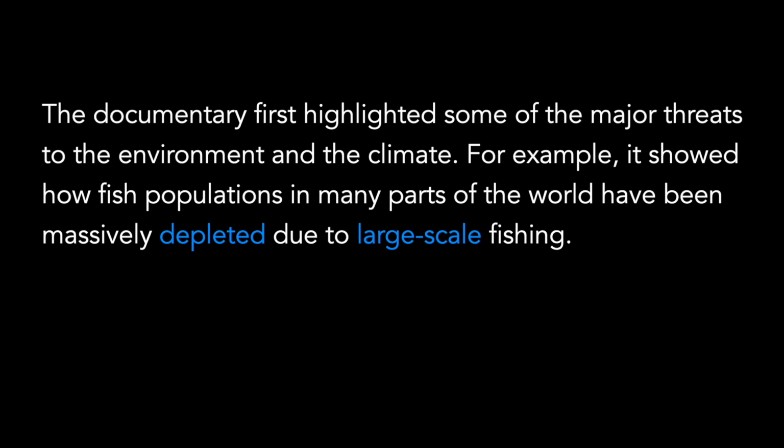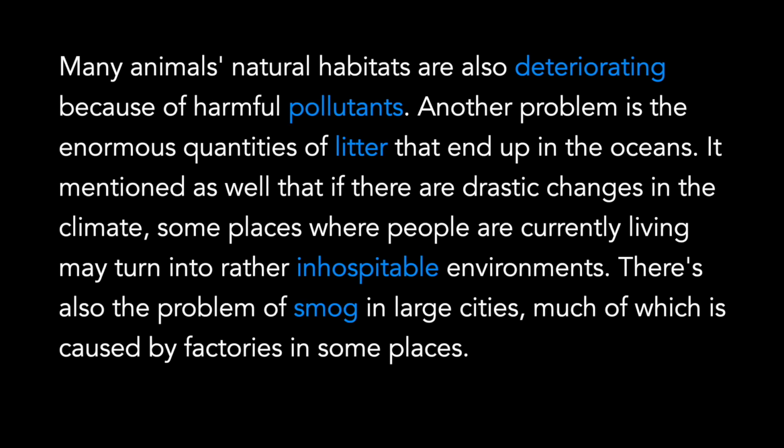The documentary first highlighted some of the major threats to the environment and the climate. For example, it showed how fish populations in many parts of the world have been massively depleted due to large-scale fishing. Many animals' natural habitats are also deteriorating because of harmful pollutants. Another problem is the enormous quantities of litter that end up in the oceans.